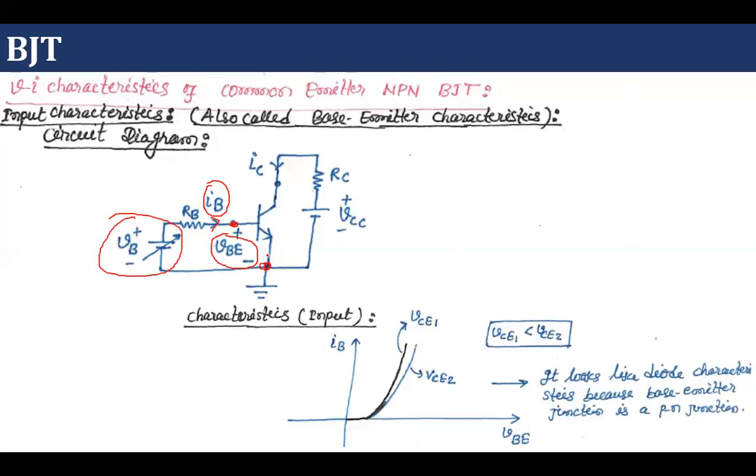So if we do so, we know that between this base and emitter, we have a PN junction, and so the characteristic will come similar to the diode characteristic. This is the N, this is the P, and this is the N, and here we have the base terminal, here we have the emitter terminal. So we are going to plot this characteristic. Actually, this characteristic is for this PN junction, and so it comes like a diode.